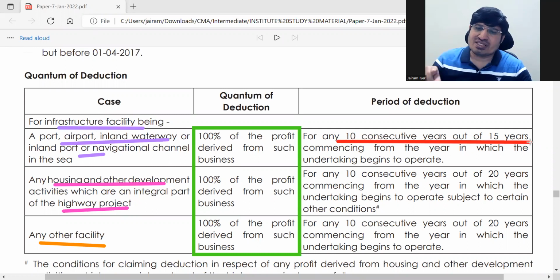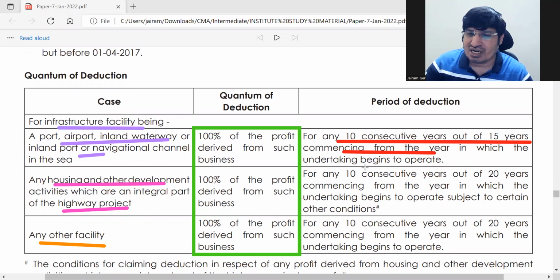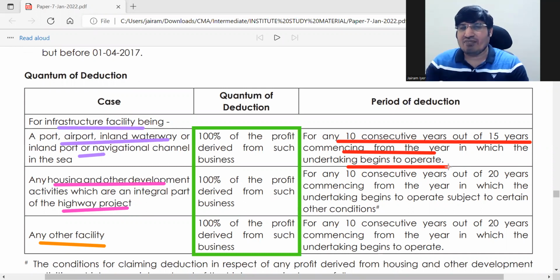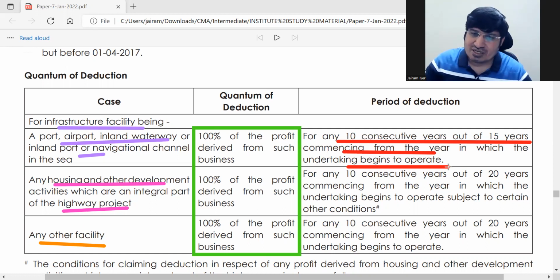So this 10 out of 15 will be there in some more sections here. So this is something you should remember. You can take it for any 10 consecutive years out of 15 years, commencing from the year when the undertaking begins to operate. When the undertaking becomes operational, like when you are building a port, the port becomes operational. That is called becoming operational, when the facility can be started to be used. So from the year when you can start to use it, you will get the deduction for 10 years out of 15 years.